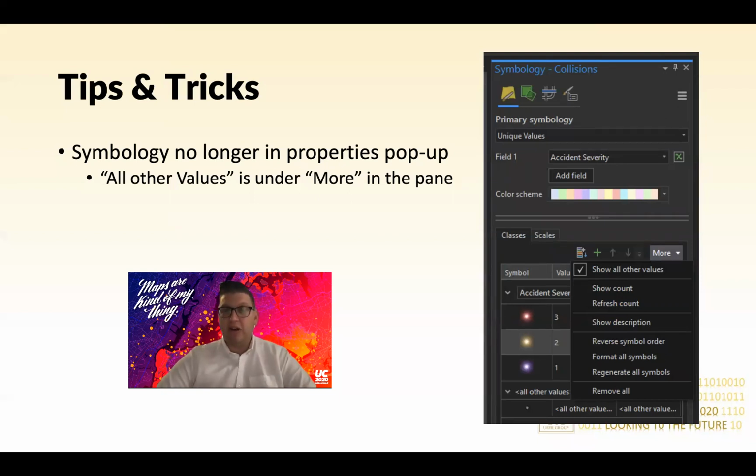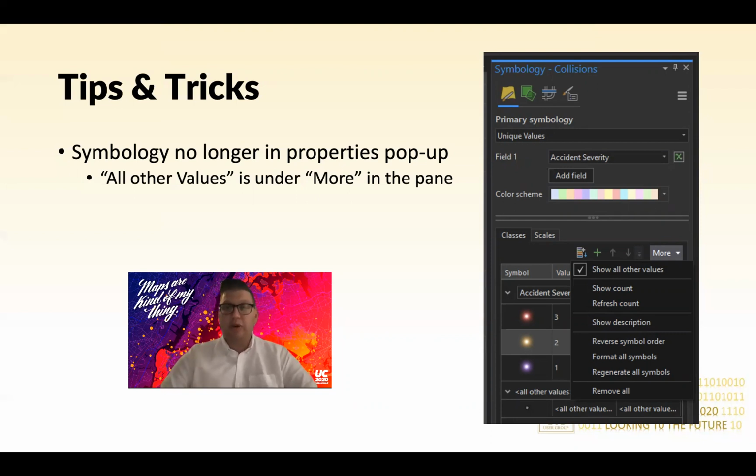The other one is the all other values. If you have your symbology open, but again, that's right-clicking your feature layer and choosing symbology, you can then see this over in the right pane.